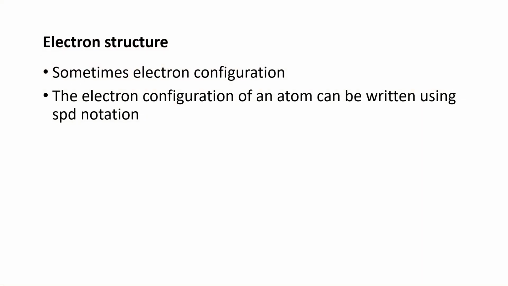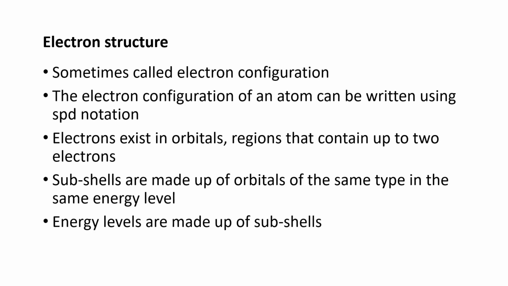Electron structure is sometimes called electron configuration and can be written using SPD notation. Electrons exist in orbitals, regions that contain up to 2 electrons. Subshells are made up of orbitals of the same type in the same energy level. Energy levels are made up of subshells.